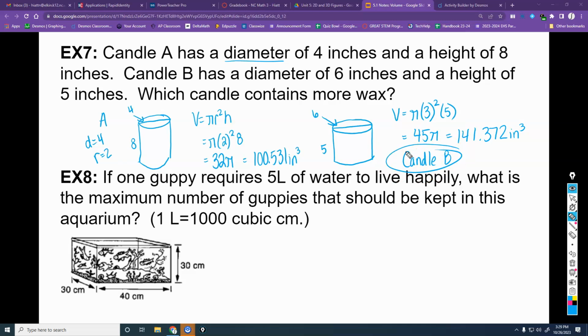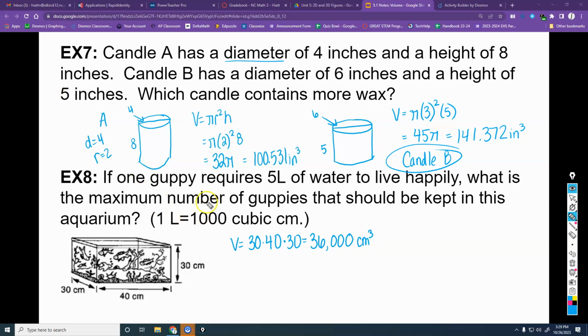Okay. Number 8 is an interesting question. One guppy requires about 5 liters of water to live happily. What is the maximum number of guppies that should be kept in this aquarium? So we have an aquarium and its dimensions. The volume of this is very simple to find. You're just going to do 30 times 40 times 30, which is going to be 36,000 cubic centimeters. That is our volume.